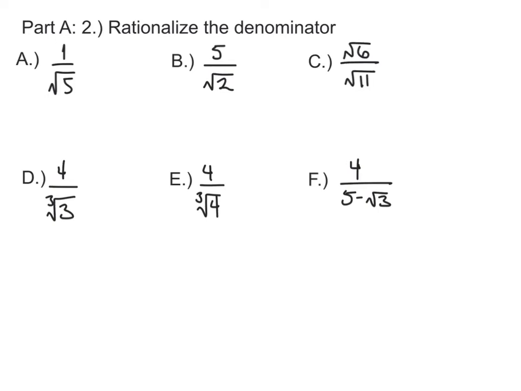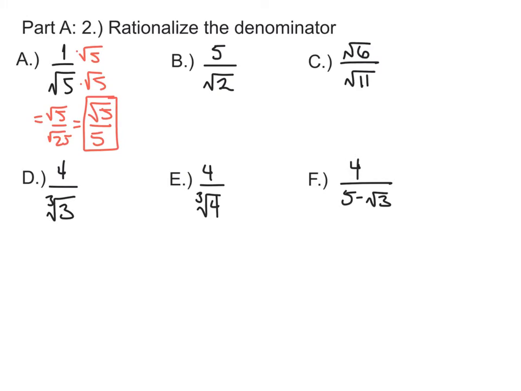Alright, rationalizing the denominator means getting the root out of the denominator. So in part A, when I have 1 over the square root of 5, I'll just multiply both the numerator and the denominator by the square root of 5. That'll leave me with square root of 5 over the square root of 25, and the square root of 25 is 5. So this is my simplified fraction.